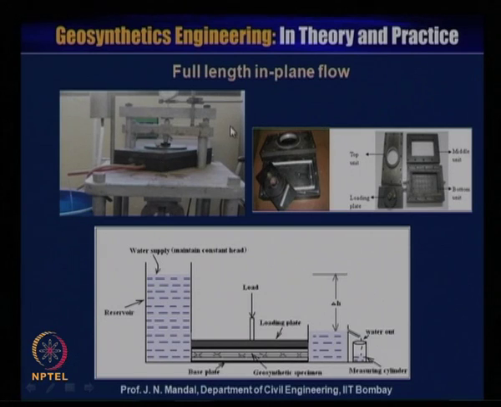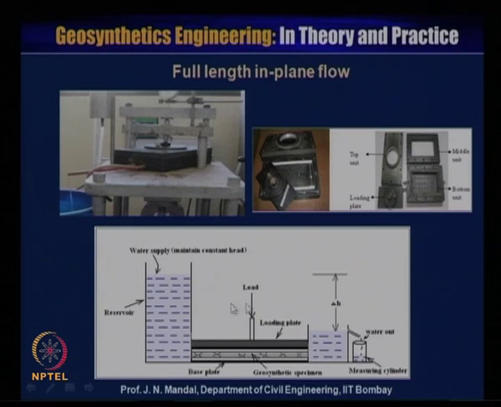Here the sample size may be 200 millimeter in length and 100 millimeter in width. This geosynthetic material is placed between the two plates, and on the top and bottom of the geosynthetic there will be an impermeable material. Then this is the loading system. You can see this is the whole assembly for performing the transmissivity test, and this is the full length of the plane.